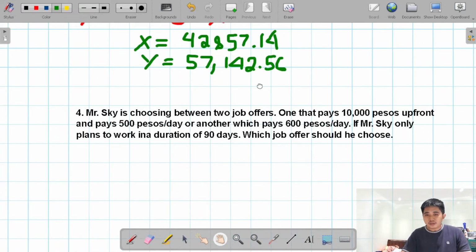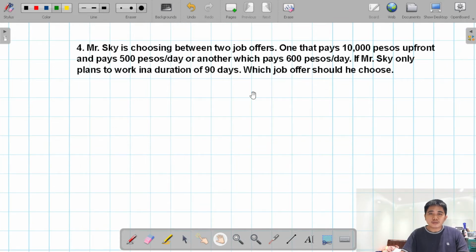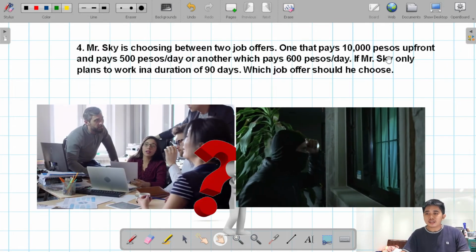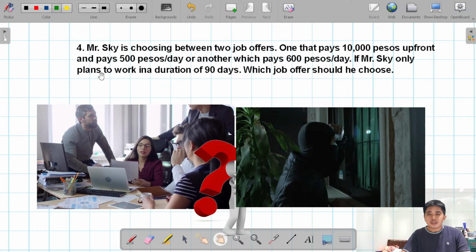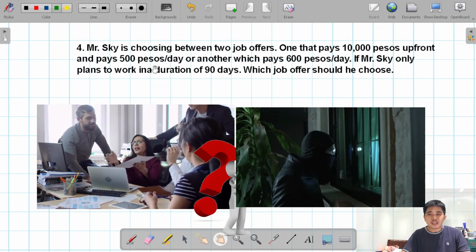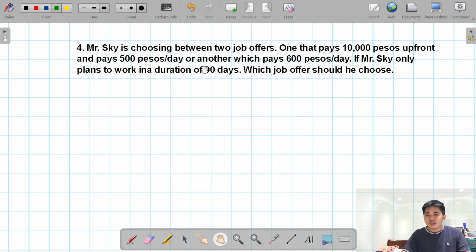Problem number 4 now. Mr. Sky is choosing between two job offers. One pays 10,000 pesos upfront and 500 pesos per day thereafter, and the other pays 600 pesos per day. If Mr. Sky only plans to work for a duration of 90 days, which job offer should he choose?